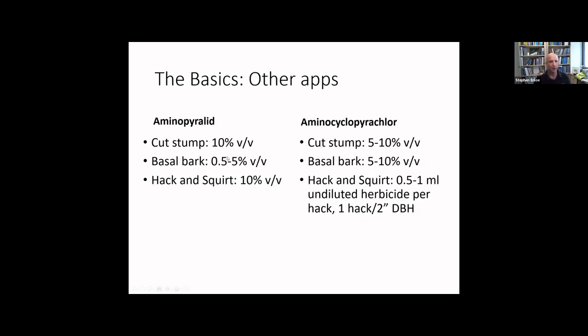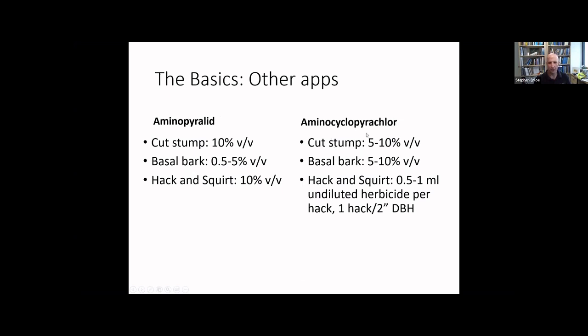You'll also see that there are lower concentrations for cut stump, basal bark, and hack-and-squirt. I don't like this basal bark issue for Milestone at all. I know some folks add it to tree of heaven. Basal bark treatment is at a low concentration here. If it's working for you, great. I don't have a lot of data to support this, but if it's working fine, it's on the label.